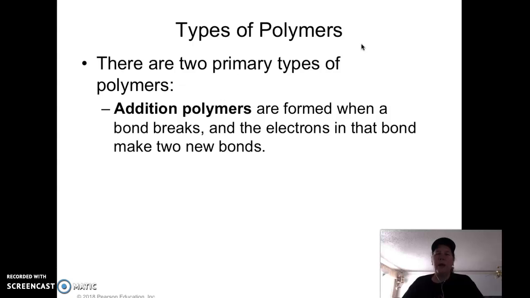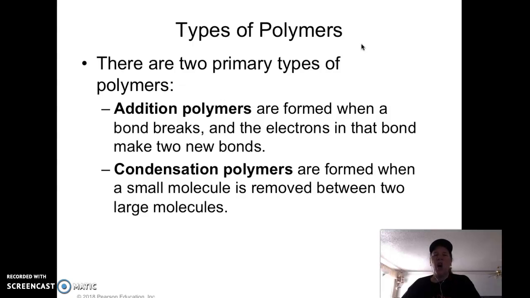There are two primary types of polymers. One is called addition polymers. They're formed when the bond breaks and then you throw something in there, so you're adding something to it and making new bonds. And then there are condensation polymers, where a small molecule is removed between two large molecules. So with addition, you're adding; with condensation, you're removing. Those are the two different ways they make polymers, and we're talking specifically about plastics.